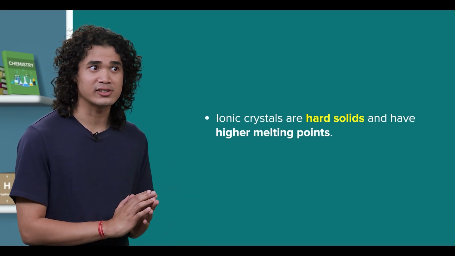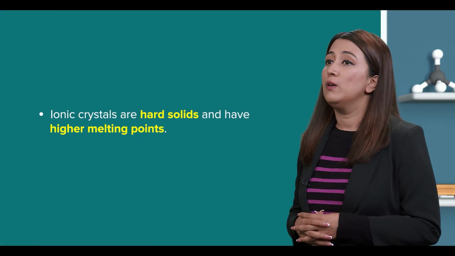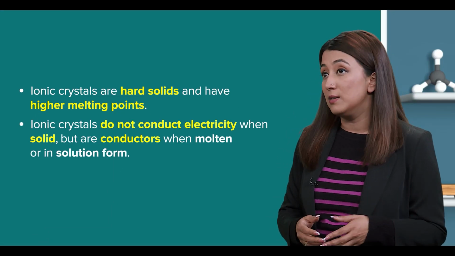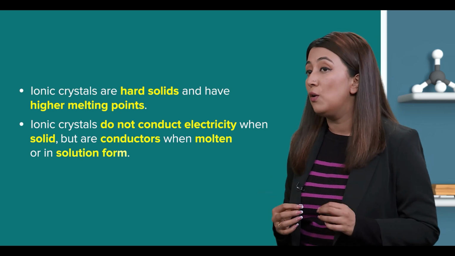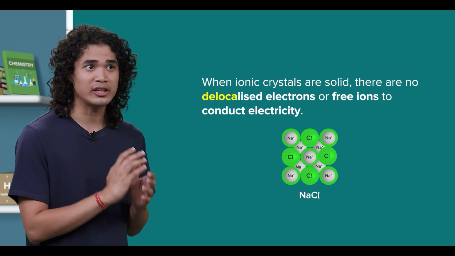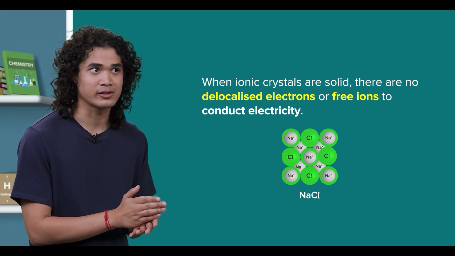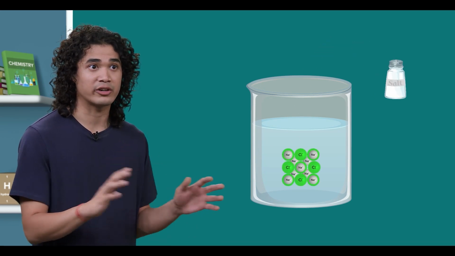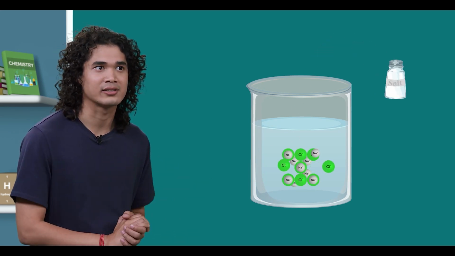So what kind of properties do these giant ionic crystals have? Due to strong electrostatic attraction between cations and anions, they are hard solids and have higher melting points. Good. They also do not conduct electricity when solid but become conductors when molten or in solution form. I know the reason for that. When they are solid, there are no delocalized electrons or free ions to conduct electricity. However, when they are molten or in an aqueous solution, the ions break free to become free mobile ions, which can then conduct electricity. Good job.